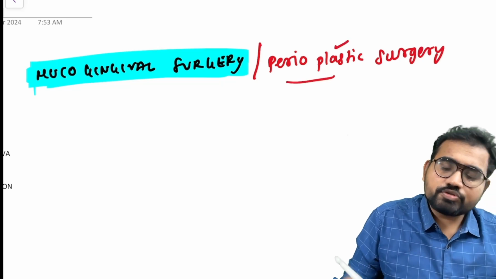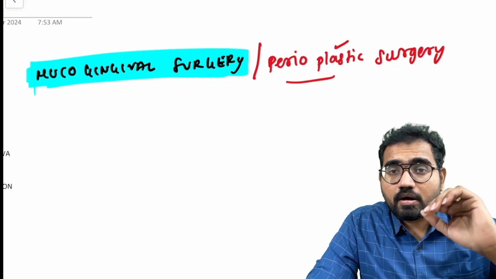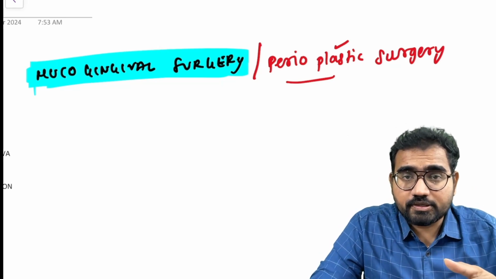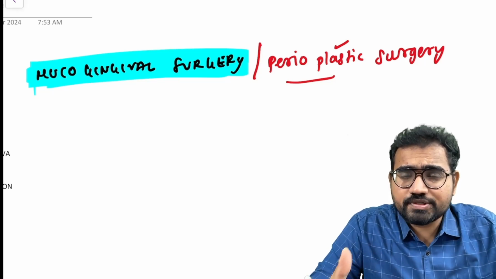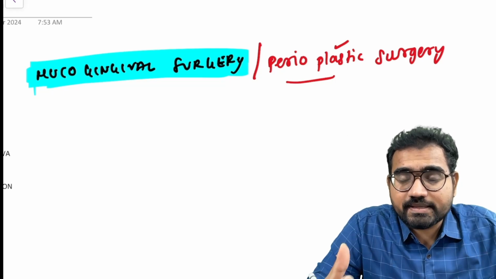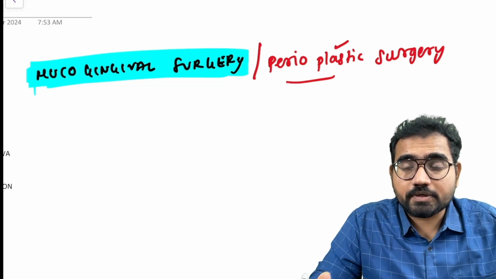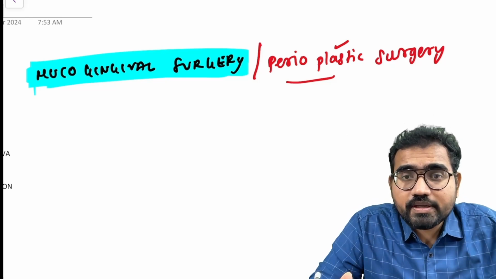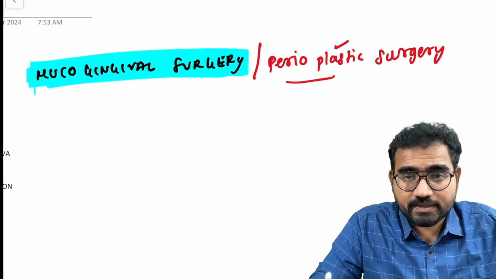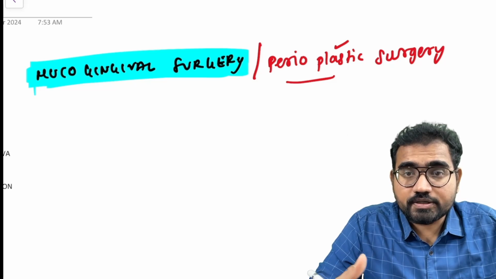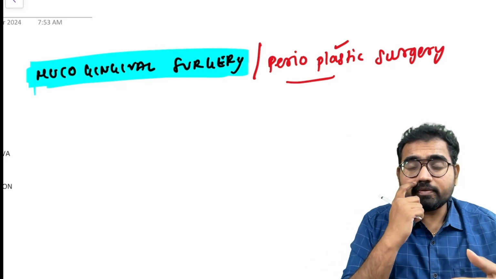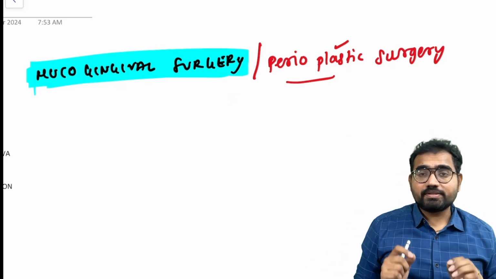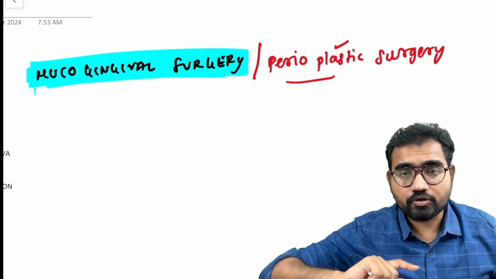Mucogingival surgeries are now being replaced by the term perioplastic surgery because they found out that some procedures are involved in aesthetic enhancement. So it is not only involved in gingiva, but also in soft tissue aesthetics and hard tissue aesthetics. That becomes perioplastic surgery. We are going to deal only with the soft tissue in this perioplastic surgery, and we are not going to talk about the hard tissues.